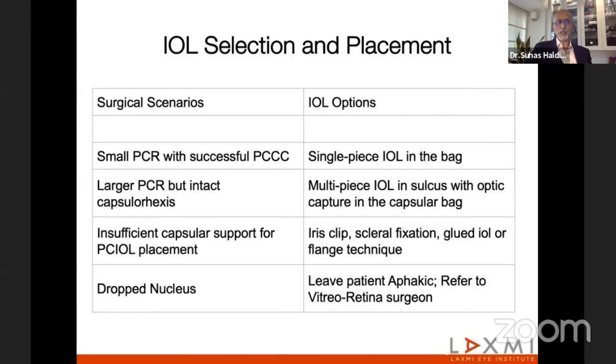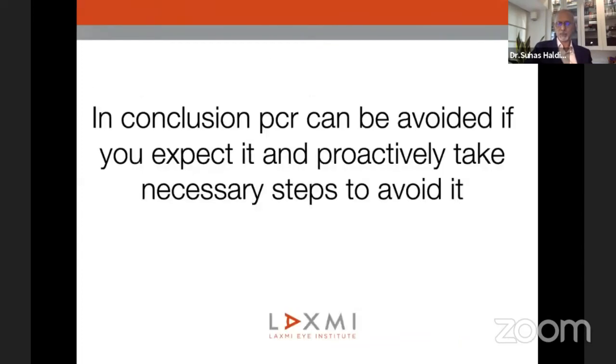But if you get a drop nucleus, either complete or even a piece of that, depending on whether the nucleus is hard or not, one can complete the anterior segment, put a lens in the sulcus, close the eye and send the patient to a vitreoretinal surgeon, or you can always leave the patient aphakic, and once the vitreoretinal surgeon manages it, the secondary IOL can be put later. So in conclusion, PCR can be avoided if you expect it and proactively take necessary steps to avoid it.